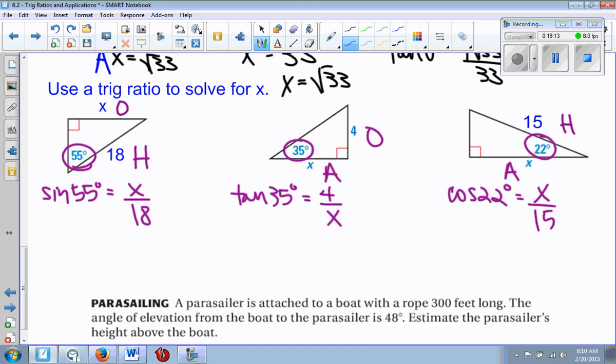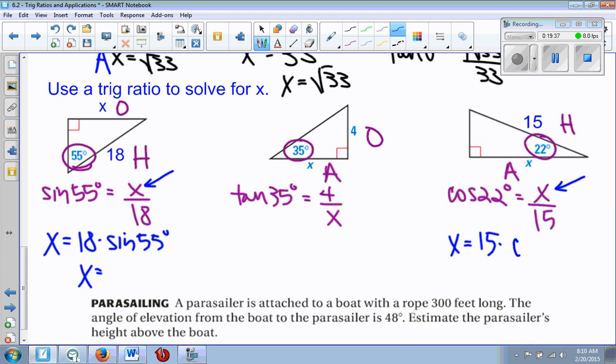Now, how do I solve these? I'm not sure what your geometry teachers showed you and how to solve these last year. But to solve for x, it's really simple. Anytime x is in the numerator, like it is in the first one and the third one, you're just going to multiply to solve. So we're going to do 18 times sine of 55, and we'll get an x value. And we're just going to do 15 times cosine of 22, and we'll get an x value. Anytime x is in the numerator, you're just going to multiply.